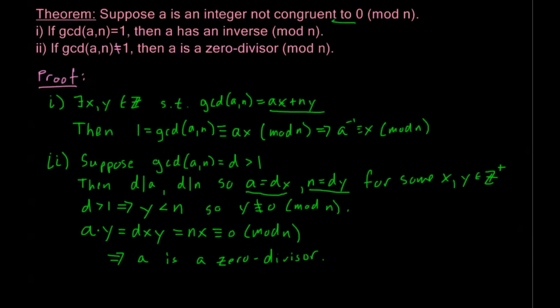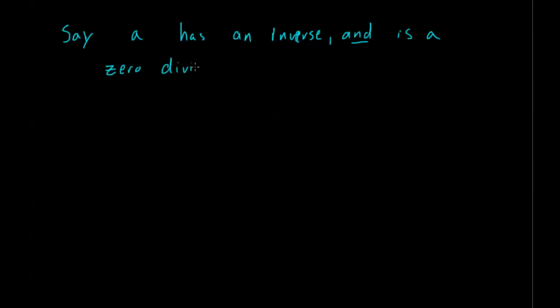Now, I just realized I haven't really shown you something. I haven't shown you that a number cannot have an inverse and be a zero divisor. So let me show you that real quick. It's a pretty simple argument. Let's say a has an inverse and is a zero divisor modulo n.